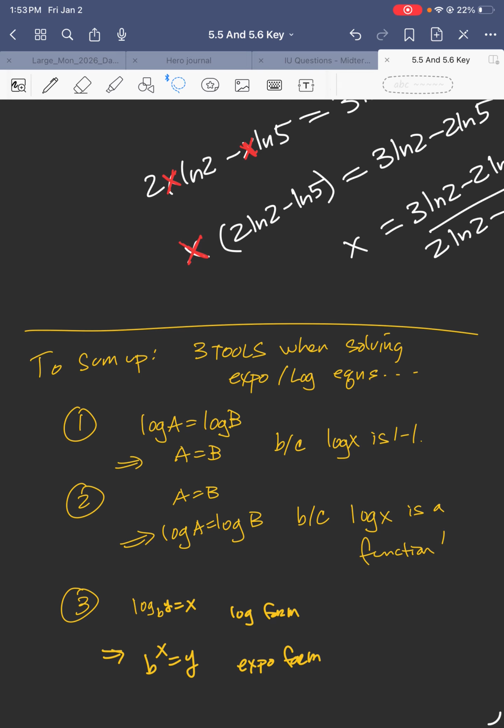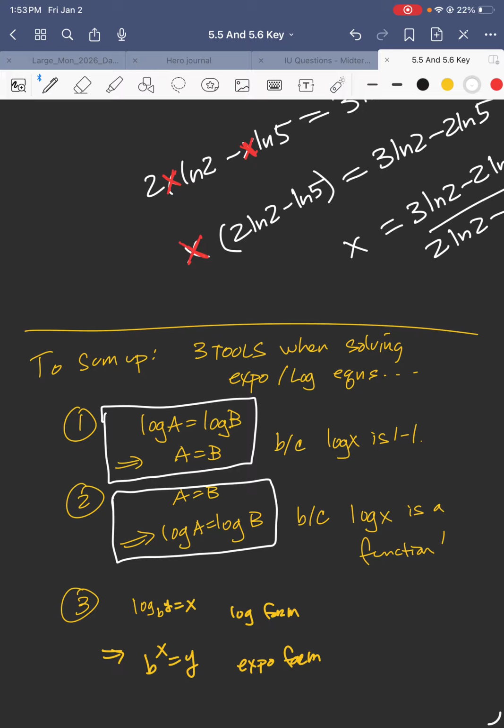So first thing that we notice is if you have log of A is equal to log of B, you can rewrite A is equal to B. If you have A is equal to B, you can write log A is equal to log B. And if you have log form, you can rewrite it in exponential form. I think that those are the three main tools when we're solving exponential and log equations.